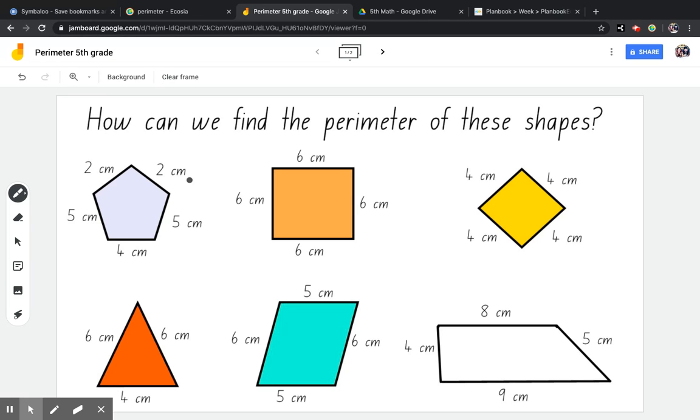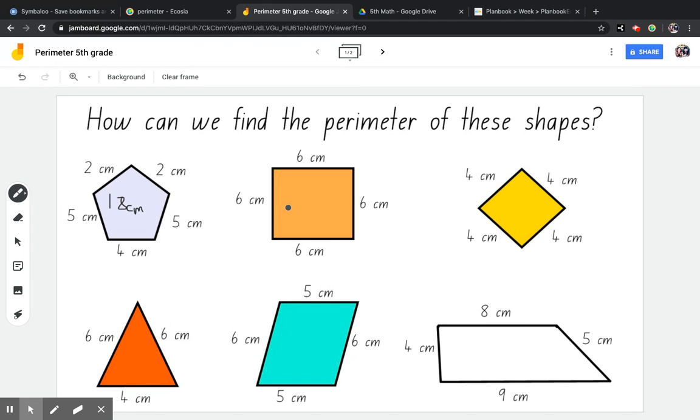So if these two sides are 2, these two are 5, and this one is 4, all you need to do is add them together. So you have 10 plus 4 is 14, 15, 16, 17, 18. So my perimeter would be 18 centimeters.